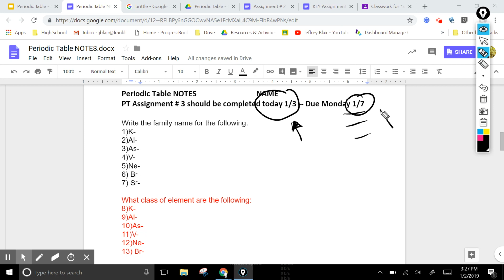After 1/7, it will be late, and I will be contacting parents for all missing assignments. I'm not waiting till you're failing. I'm not waiting for excuses. As soon as it's not turned in, I am contacting parents or guardians, whoever you live with.